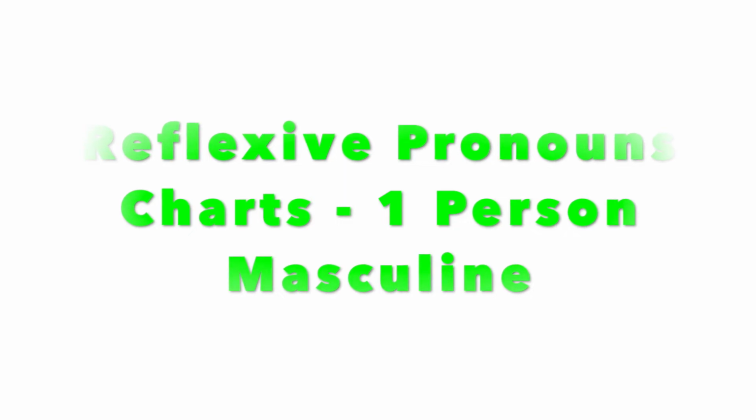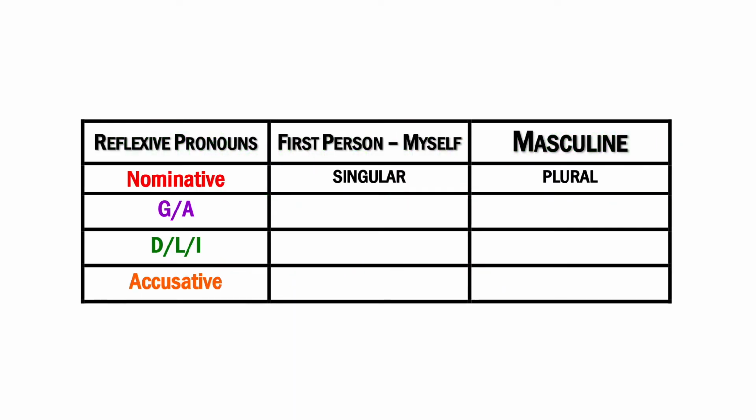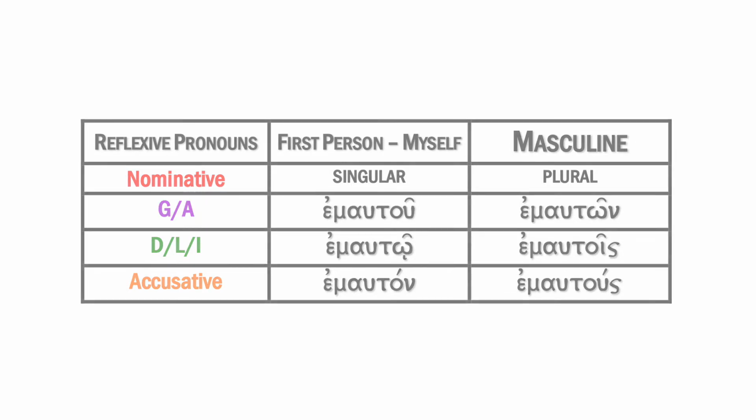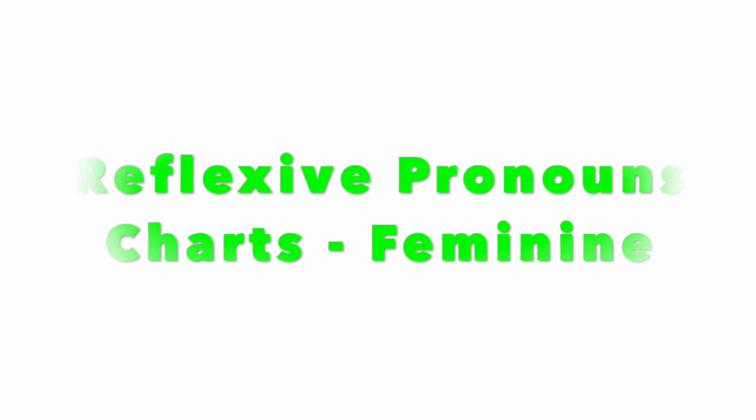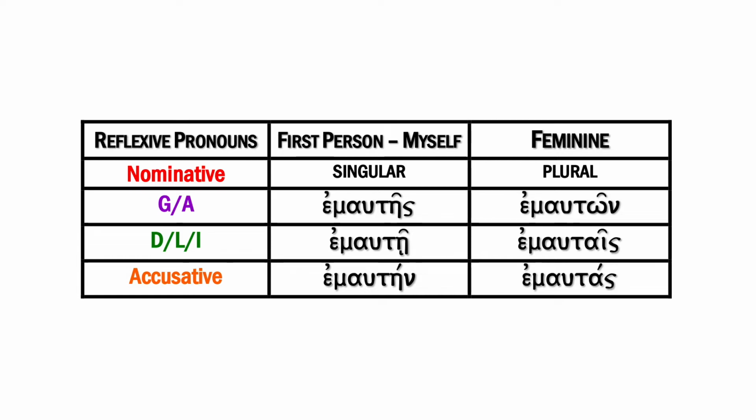Okay, let's move on to reflexive pronouns, the charts, and we're going to deal with the first person masculine. Ematu, emato, ematon, ematon, ematois, ematous. And let's go on to the reflexive pronouns, first person feminine. Emautes, emaute, emautain, emauton, emautes, emautas.